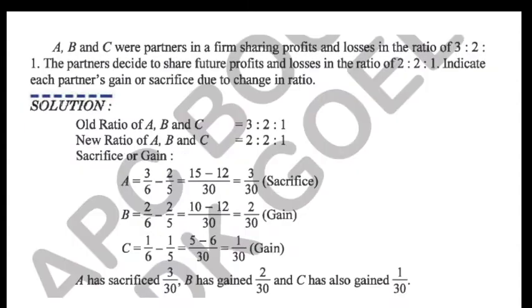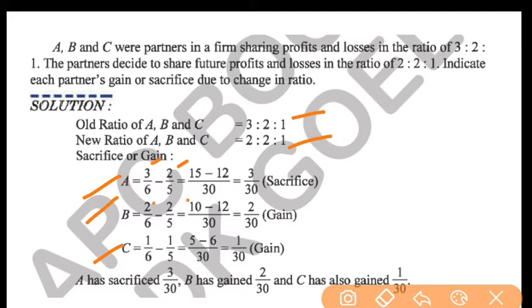Let us solve one more question. A, B and C were partners in a firm sharing profit and loss in the ratio of 3:2:1, it means 3/6, 2/6, 1/6. The partners decided to share future profit and loss in the ratio of 2:2:1, it means 2/5, 2/5 and 1/5. Indicate each partner's gain or sacrifice due to change in ratio. Same formula, old ratio minus new ratio. This was the old ratio, this is the new ratio. A, B, C, three partners: old minus new for each.